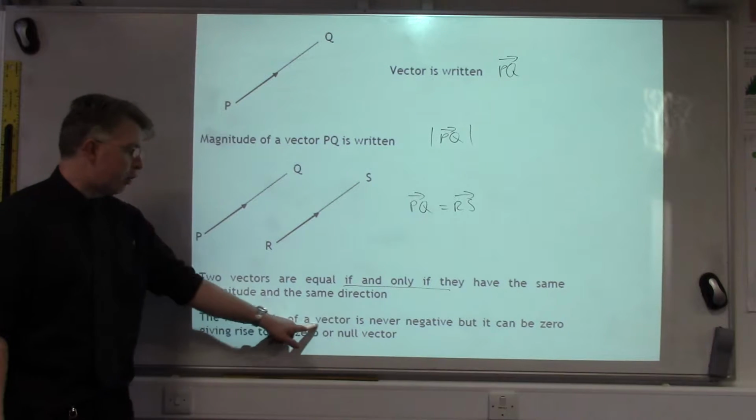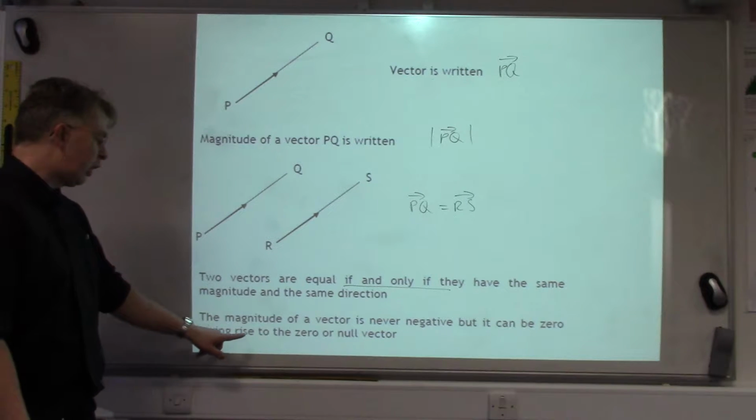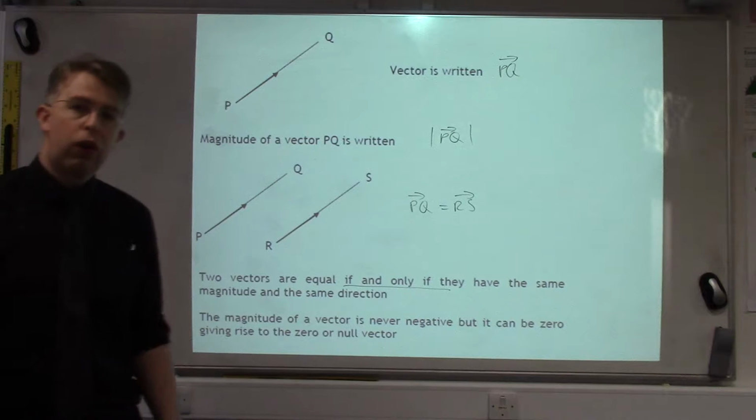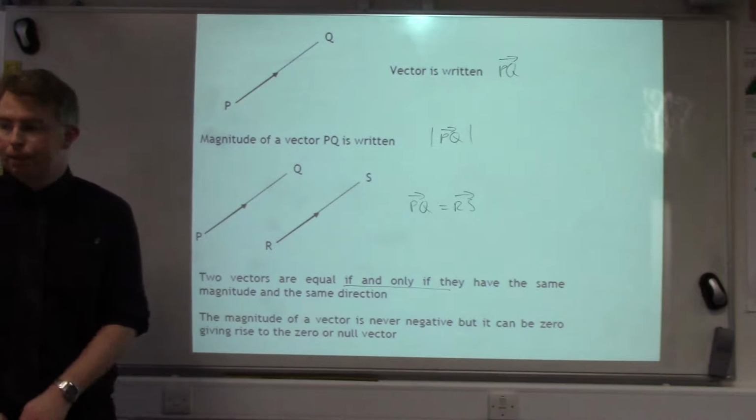They have to be parallel to each other. Now the magnitude of a vector is never negative in that sense, but it can be zero, which gives rise to the zero or null vector, and the zero vector is particularly important in mechanics.